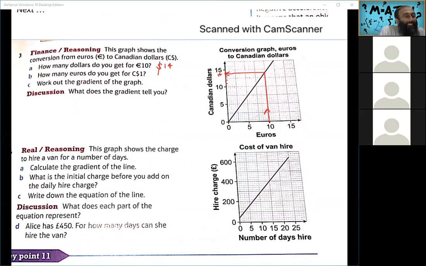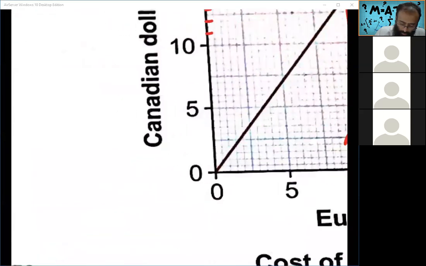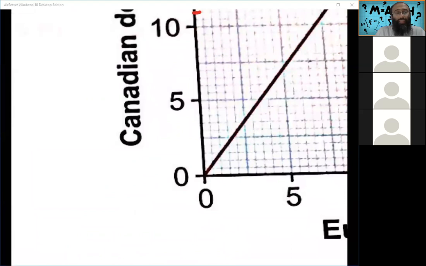Okay, how many euros do you get for $1? Why have they got that funny thing there? It can't be cents. That's some kind of printing or something. But basically for $1, where's that $1? Would it be just above the 0 on Canadian dollars? Okay, so just above the 0. Now remember, you've got to look at the scale.